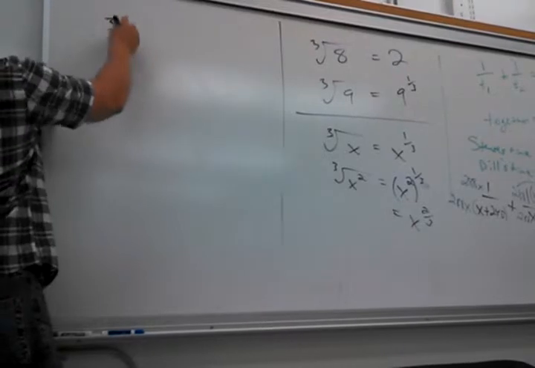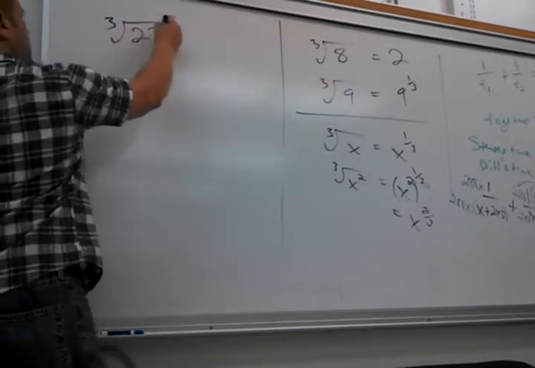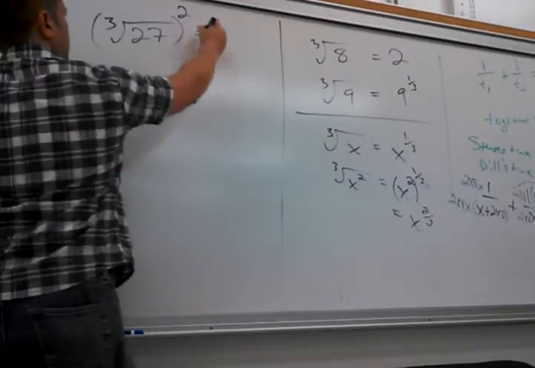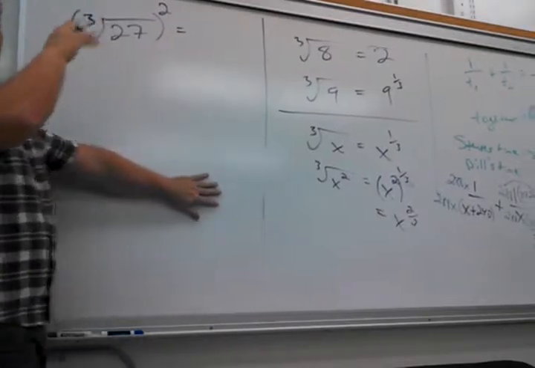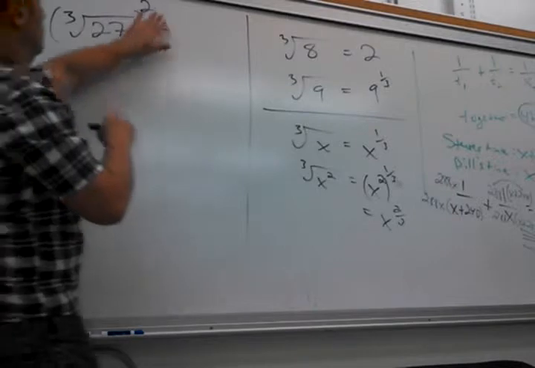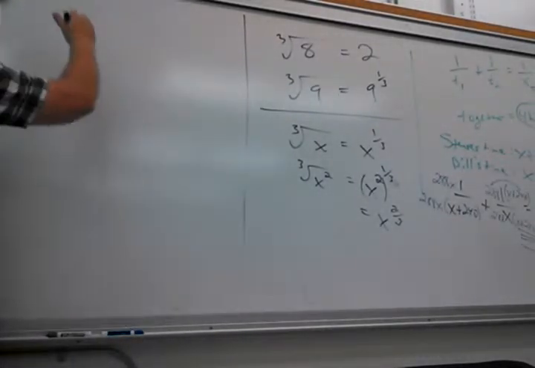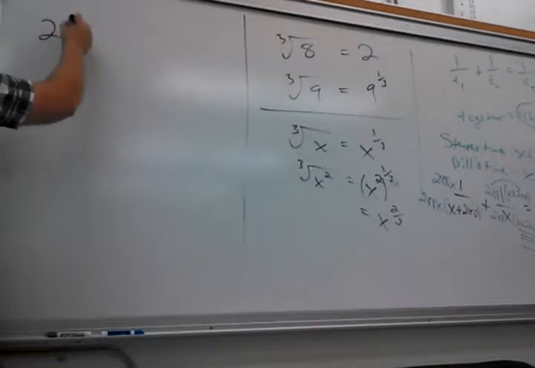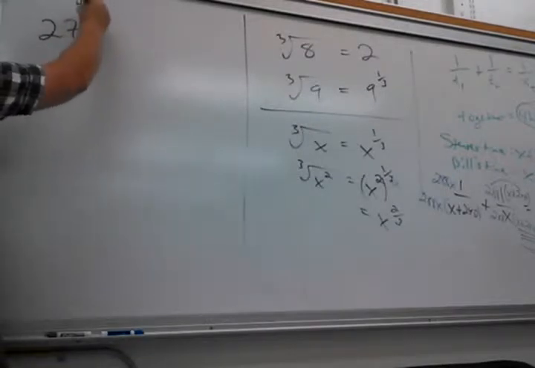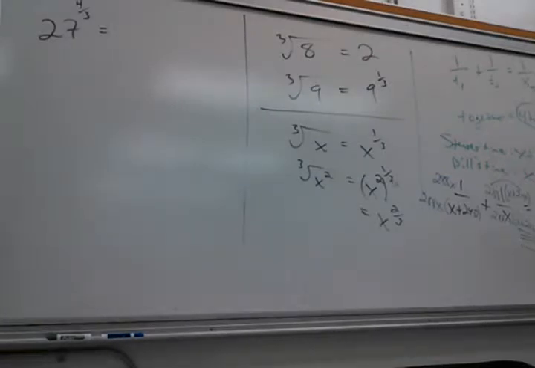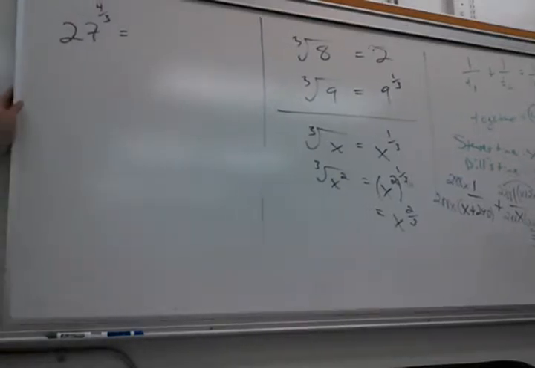So if I said the cube root of 27 to the 2nd power, how would you rewrite that? What did I just do? I want to go the other way, don't I? Yes. If I had 27 to the 4/3 power. There we go. How do I write that as a root? What's the root?